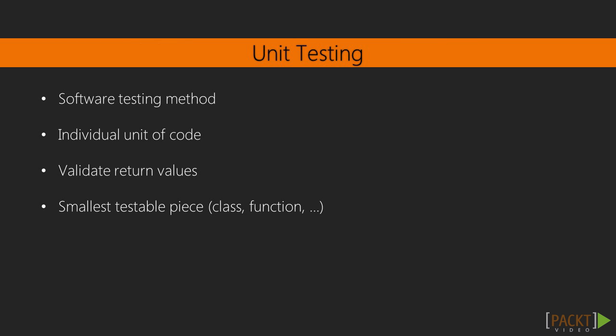Unit testing is a software testing method. During it, each individual unit of code is tested to confirm that it is behaving as expected. This is done by validating the return values with the known values for that input. The unit should be the smallest testable piece of application, like a class or a function.